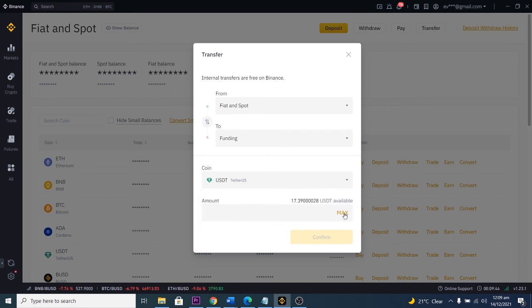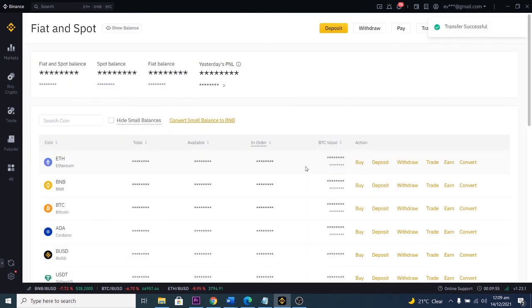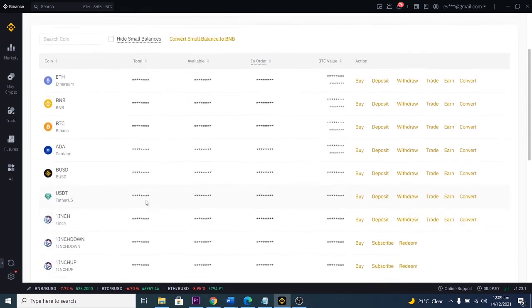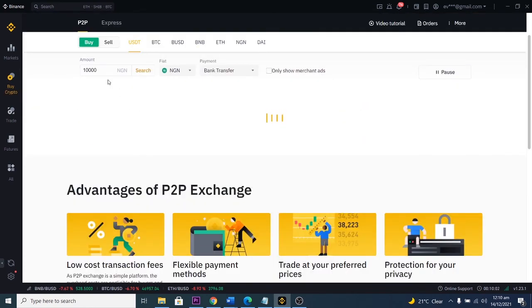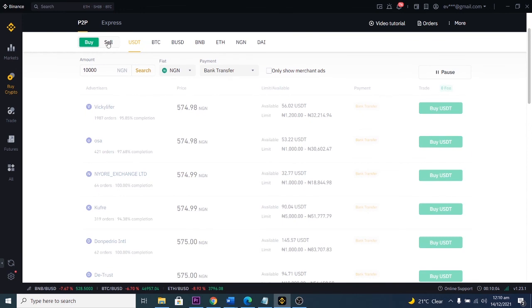Yeah, it shows me 17. I want to transfer everything, and then I click confirm. That is, I want to sell on P2P. That is how to sell. So I can now go to P2P trading, and then instead of buy, I can go to sell.